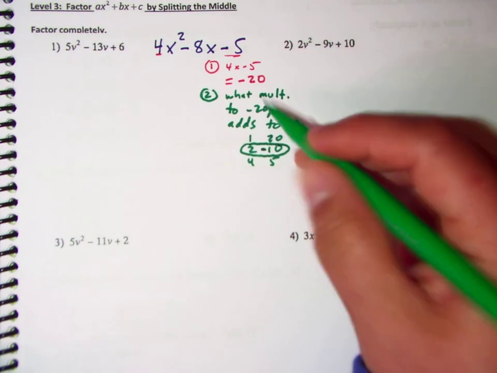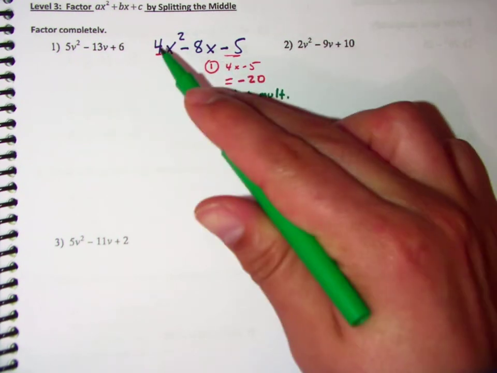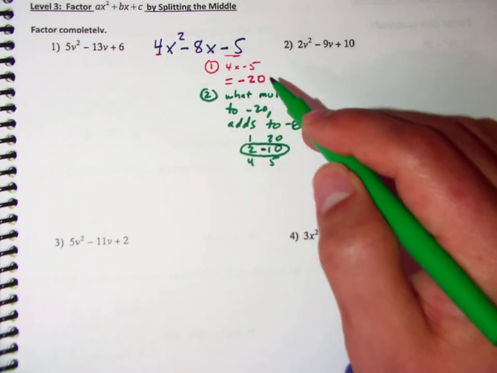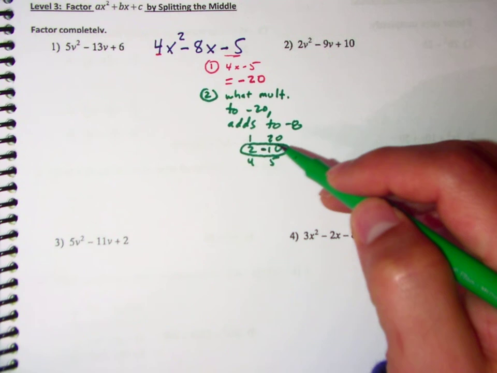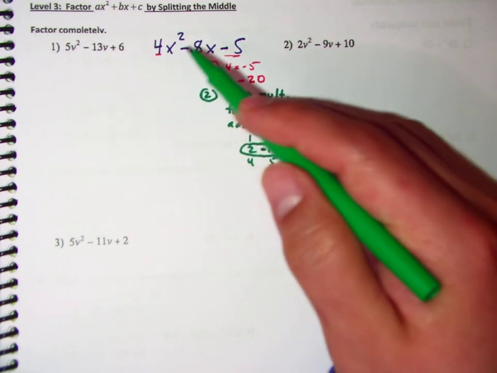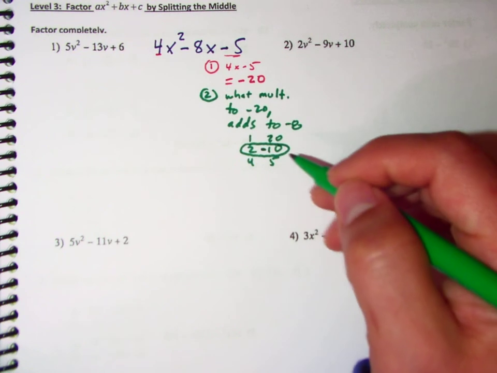Okay, so first step, multiply 4 with negative 5 or whatever a and c are. Get that number, figure out what multiplies to that number, but adds up to this b value, the negative 8. And so far I got 2 and negative 10.